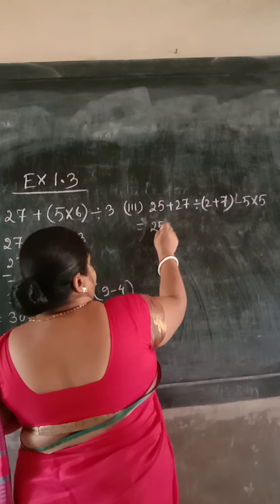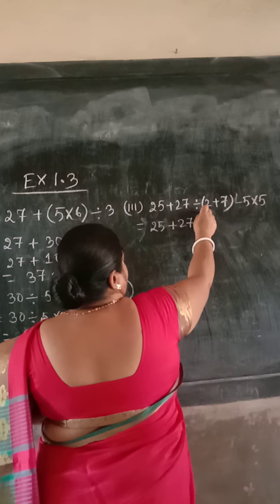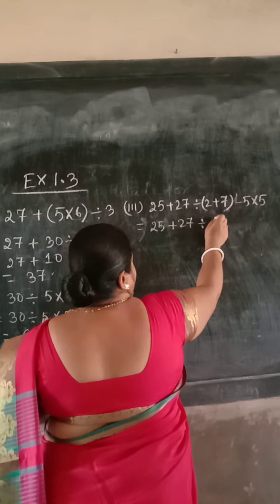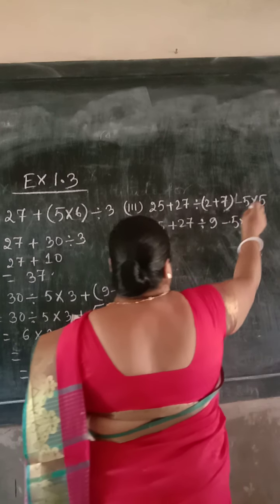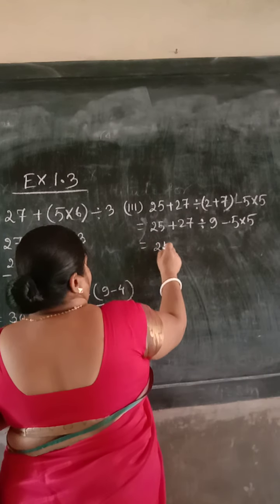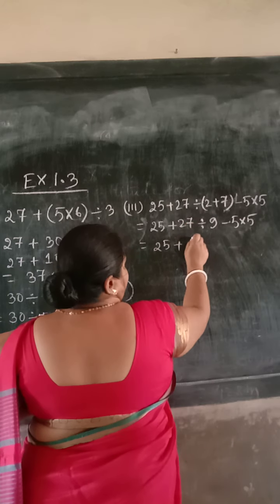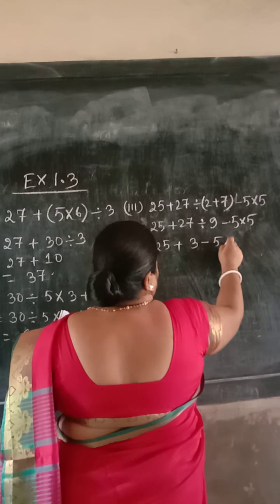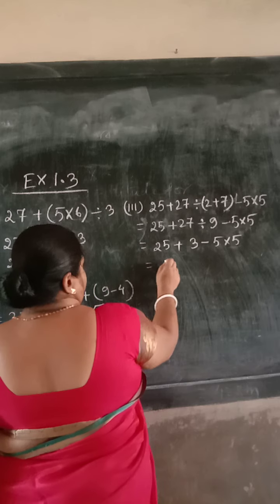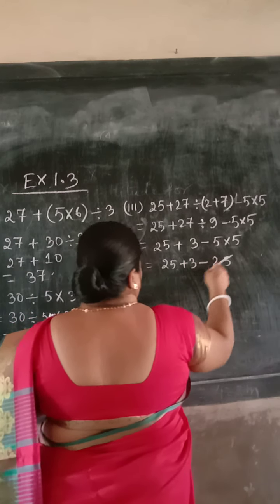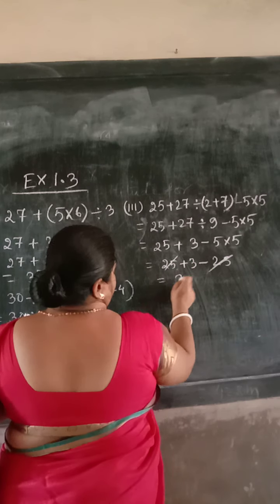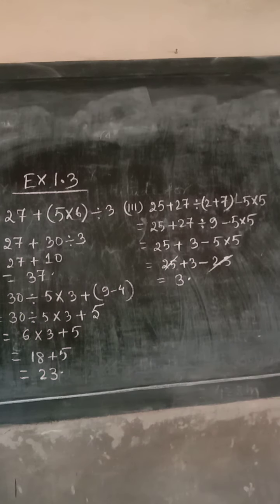So we will be writing 25 plus 27 divided by bracket first. So 7 plus 2, 9 minus 5 into 5. Next step, we have to divide it. 27 divided by 9, that gives you 3 minus 5 into 5. 25 plus 3 minus 25, so 25 minus 25 cancel. So your answer is 3. This is question number 3.